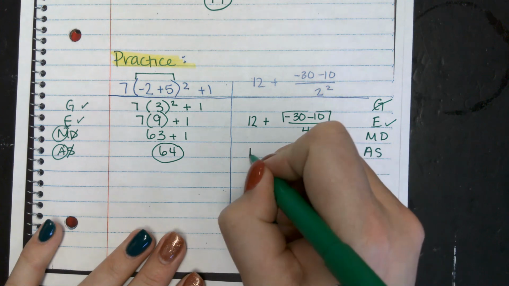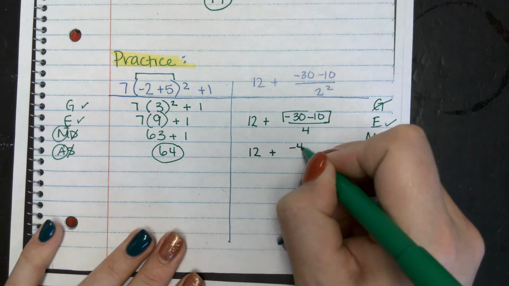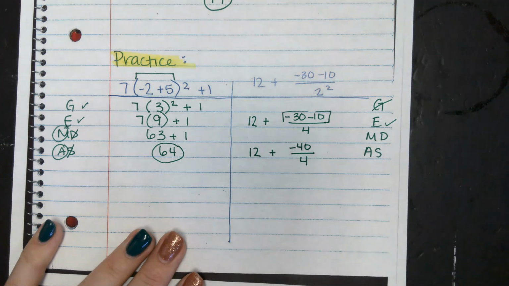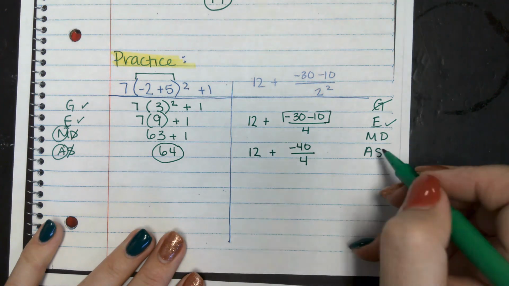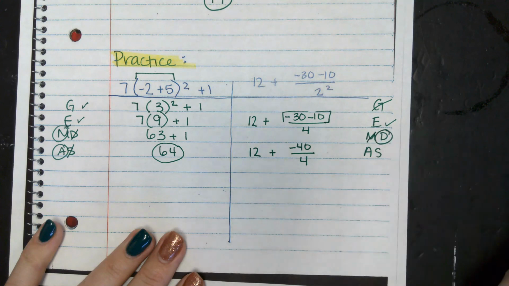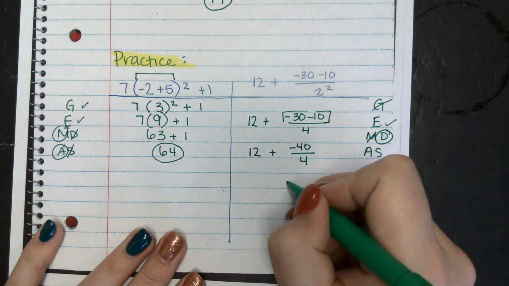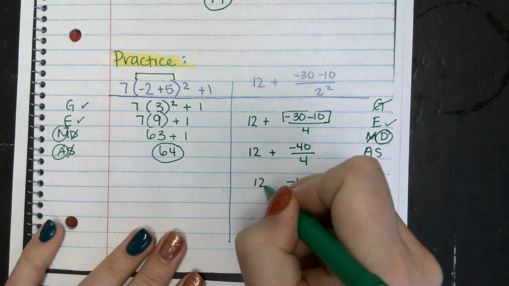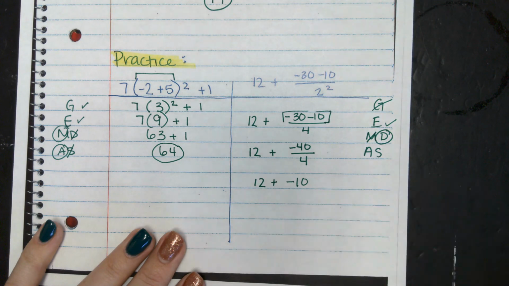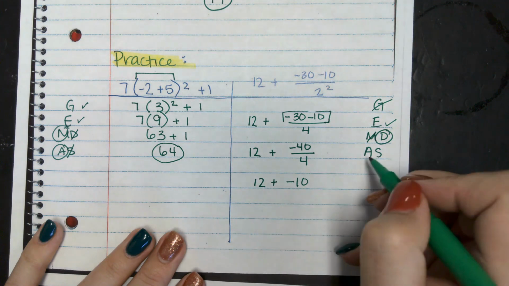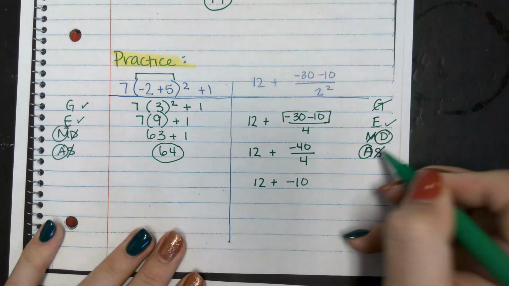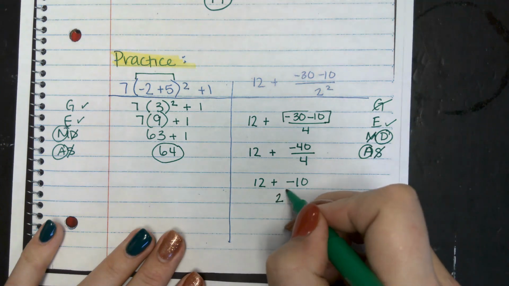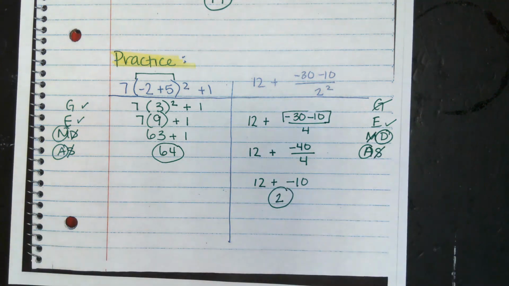So we're going to have 12 plus negative 40 divided by 4. What is negative 40 divided by 4? Because now we actually get to do our division. Negative 40 divided by 4 is negative 10. Awesome. And we're going to have 12 plus negative 10. Here, it's an addition. We don't have our subtraction. Our final answer would be 2. So we'd get 12 plus negative 10 is going to give us 2.